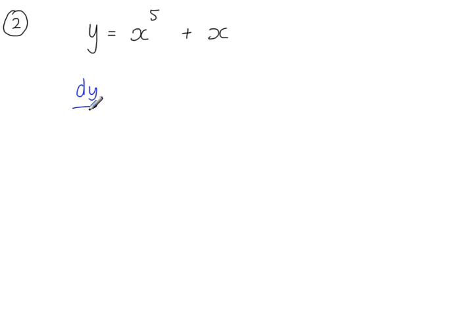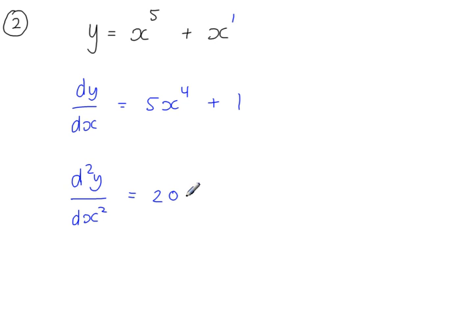So dy by dx is equal to 5x to the power of 4 plus, this is x to the power of 1, so the 1 comes to the front, and then you've got x to the power of 1 minus 1 there. If you subtract 1 from the power, it gives you 0. You know that anything to the power of 0 is 1, so this is just all 1. And differentiating the second time, d2y by dx squared is equal to 20x cubed.